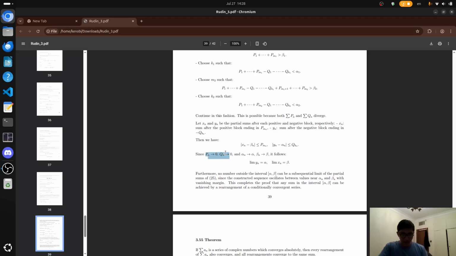Since Pn goes to 0 and Qn goes to 0 and alpha n goes to A and beta n goes to B, lim yn goes to A, alpha, and lim xn goes to beta. And this is the lim inf over here, because you're subtracting for the final term, so you're making sure it's going to be at the minimum because you're subtracting, and you're going to make sure it's at the maximum, so lim sup, because you're adding the final term.